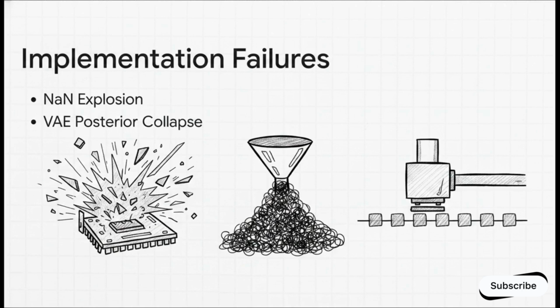Second is posterior collapse in variational autoencoders. This is where the KL penalty gets way too strong and the model just gives up and outputs noise. And third is mode collapse confusion. That's when you use a reverse KL penalty on data that has multiple valid variations, which wrongly forces the model to only ever generate one single type of output.